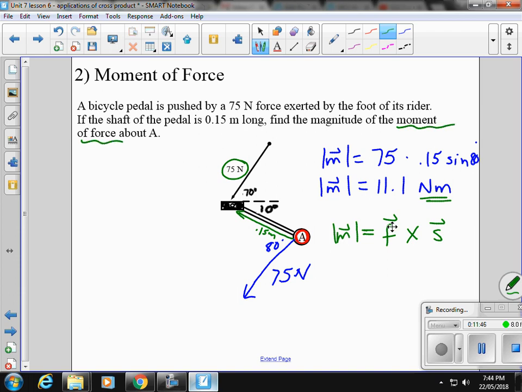We've also talked about the direction. In this particular case, if I used a right-hand rule, my pointer finger would go along the 0.15, and the 75 newtons would be my middle finger. And so this force would be coming out of the board at us. So the bike must be standing approximately where I'm standing, and that pedal is just beyond us, pushing the force into the bike. Okay.